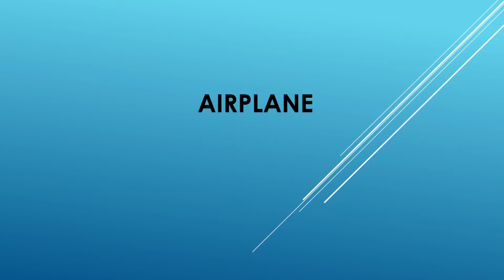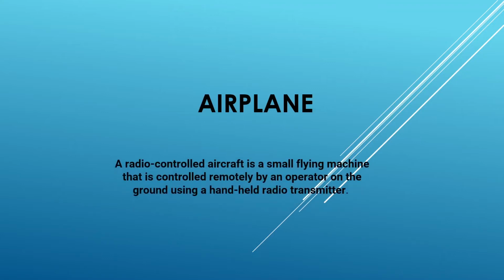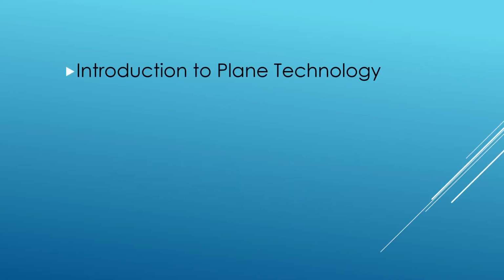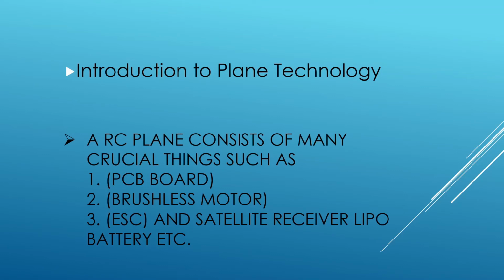So, RC airplane. An RC airplane is a flying machine which is controlled remotely by an operator on the ground using a transmitter. An RC plane contains a PCB board, brushless motor, ESC and satellite receiver, and lithium-ion batteries or LiPo batteries.